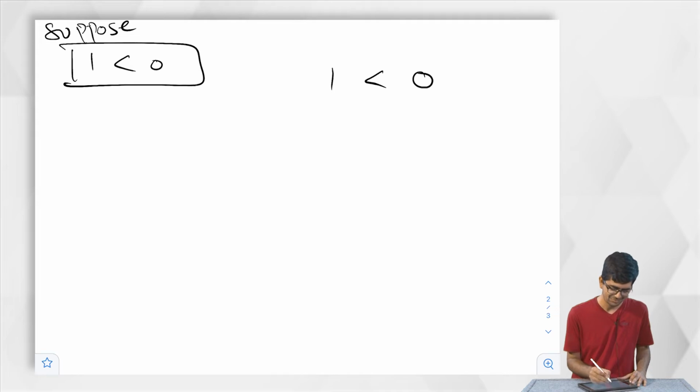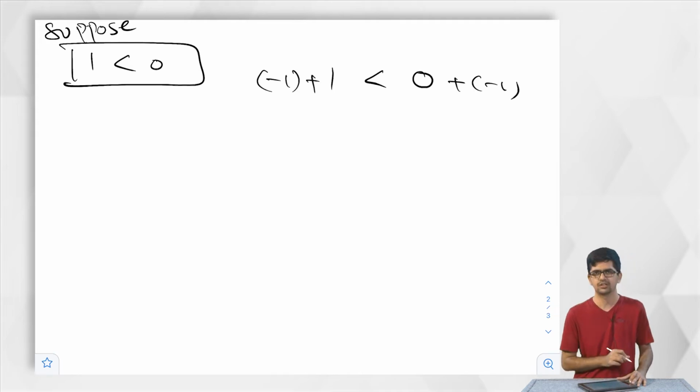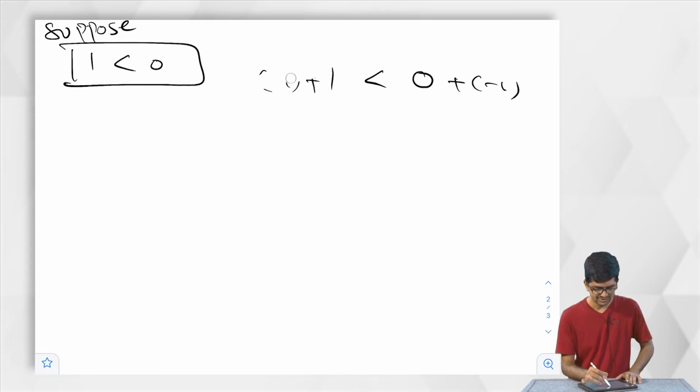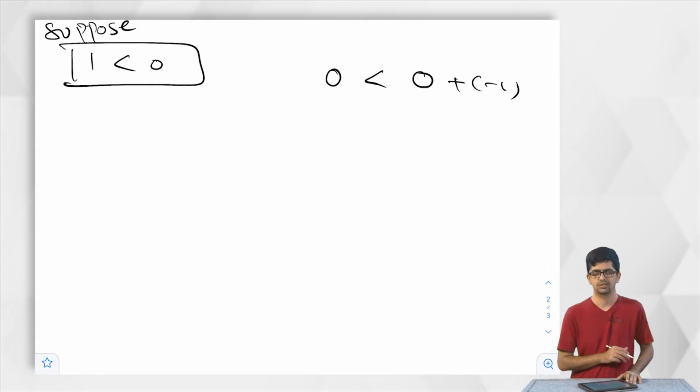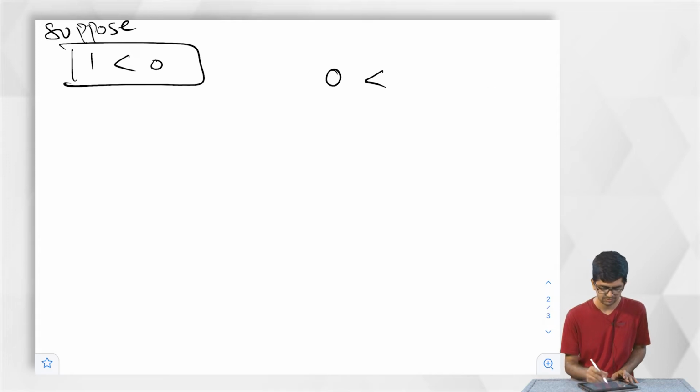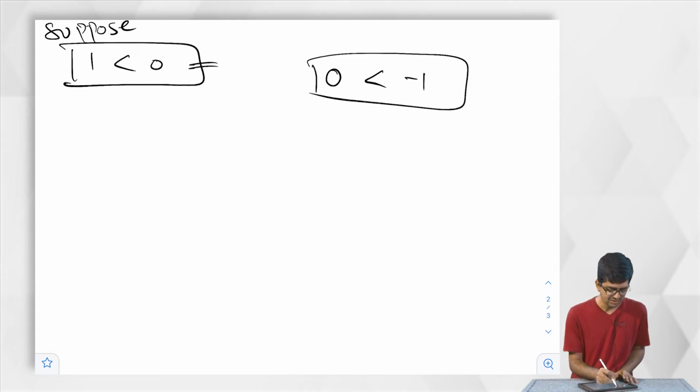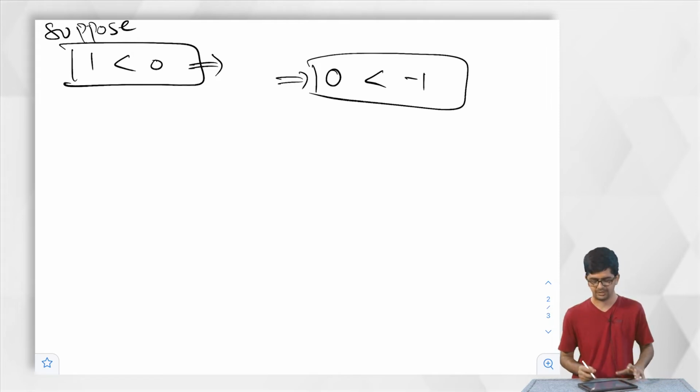So, now I am adding what? Minus 1 on both sides, right. Now, because minus 1 is the additive inverse of 1, this side we are getting as 0, this side we are getting as simply minus 1. So, if I assume 1 is less than 0, this is suggesting that 0 should be greater than or equal to minus 1.